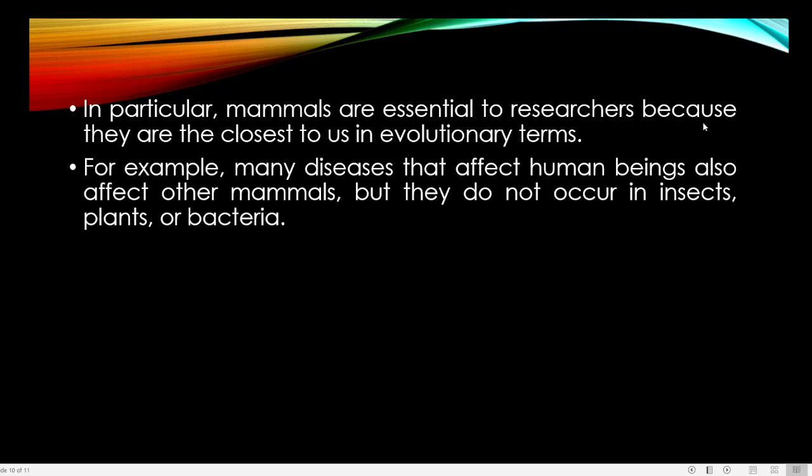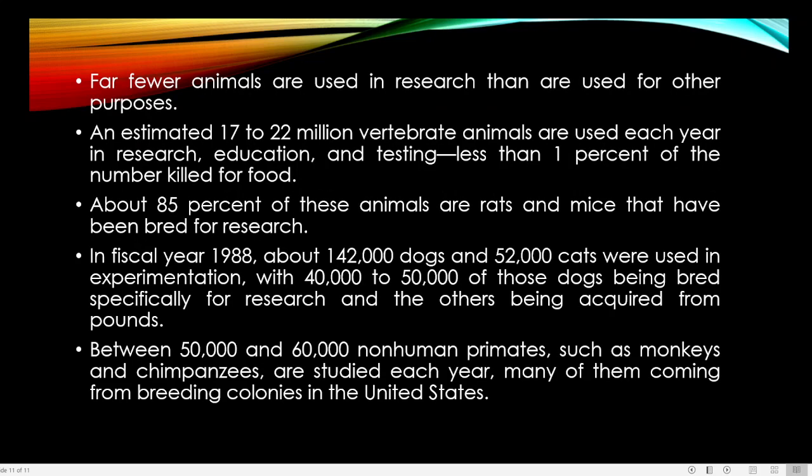Mammals are essential to researchers because they are closest to us. That is why instead of using some insect or cockroach or other pest species, we are forced to use mammals. For example, many diseases that affect human beings also affect other mammals, but they do not occur in insects, plants or bacteria. So instead of killing a monkey, we cannot do the same thing in an insect or in a reptile. That is why we are forced to do it in a mammal itself.